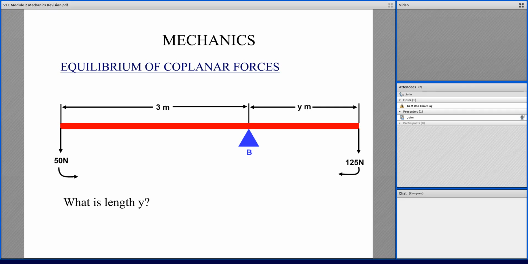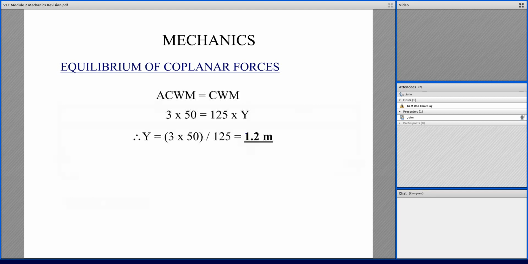And we have another force, 125 newtons, that is acting at a distance y meters from the center of the fulcrum B. You can notice that both of these forces are perpendicular to the moment arm. What the problem requires is to know what is length y. To solve this sort of problem, we use the fact that we are accepting that our moment arm or our lever is in equilibrium. That is, we're in rotational equilibrium and we're in translational equilibrium. So the thing is static. With that in mind, we can go ahead and solve the problem.